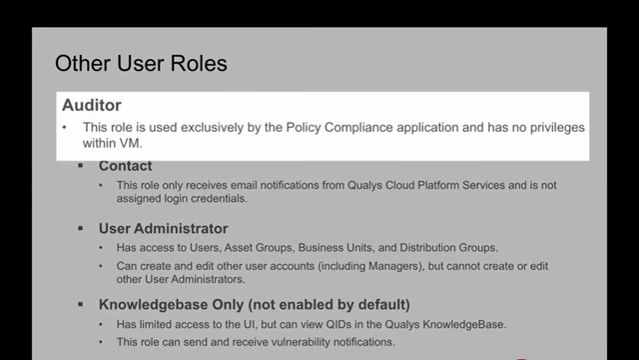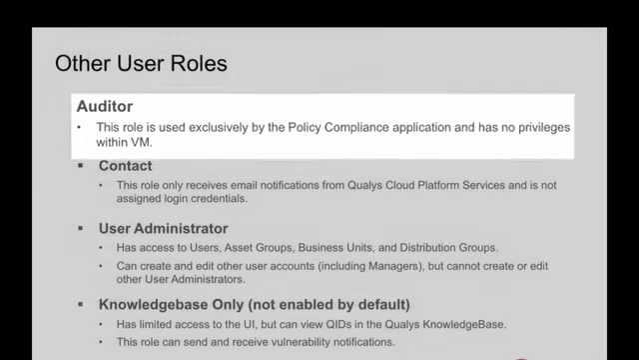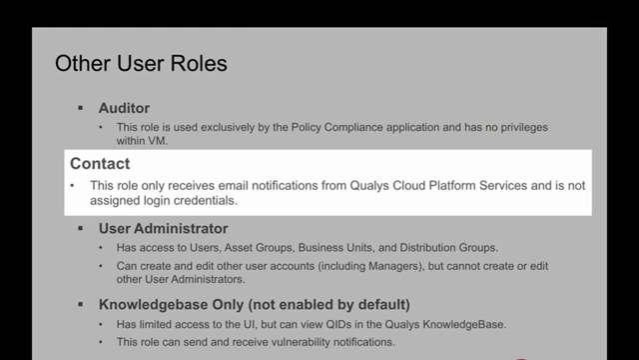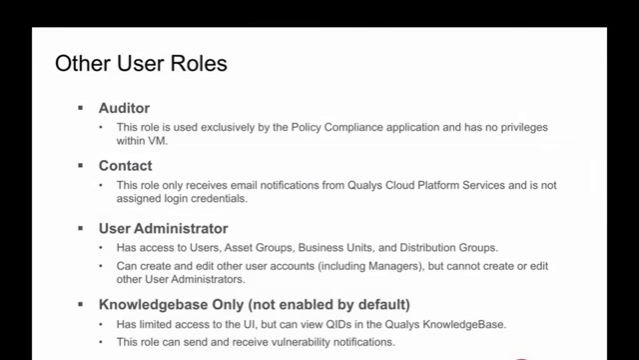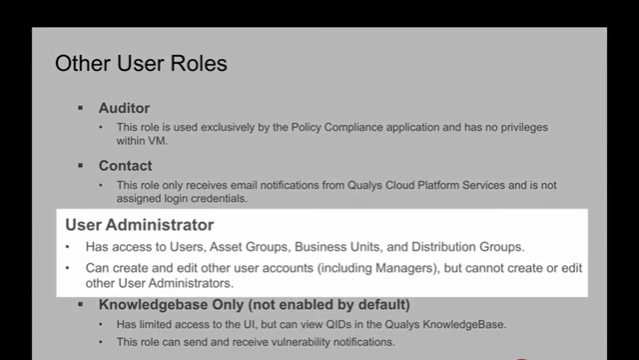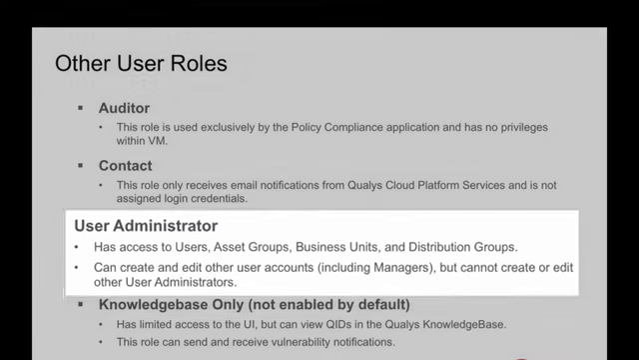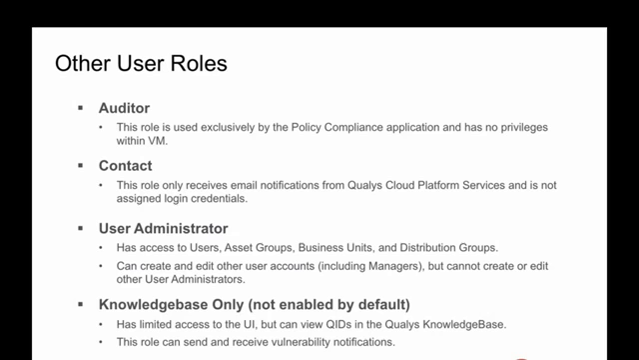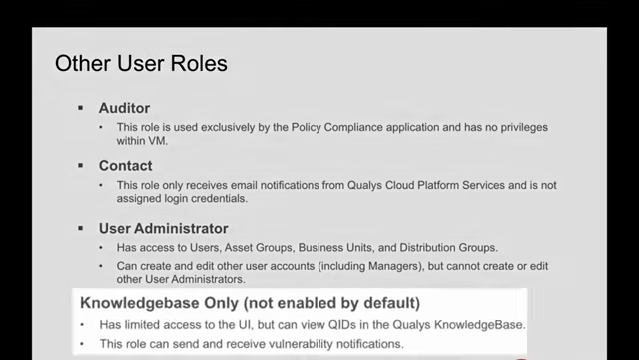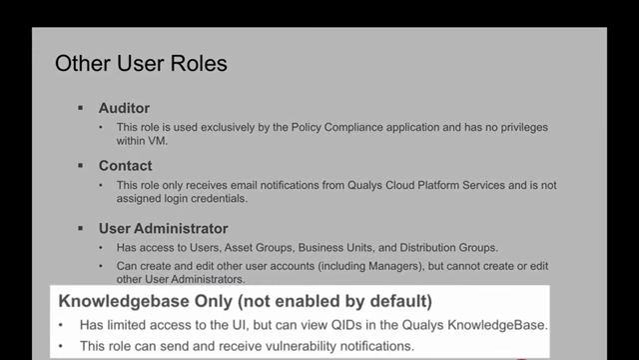The auditor user role was created for the Qualys Policy Compliance application and does not have privileges in Qualys VM. A contact user can be configured to receive email notifications from the Qualys Cloud Platform. Contact users do not have login credentials. Similar to the unit manager, the user administrator was designed to help manage other user accounts in your subscription while avoiding the risk of creating too many manager accounts. This role only has access to users, asset groups, business units, and distribution groups. The knowledge base only role is not enabled by default and is used primarily for accessing the Qualys knowledge base.